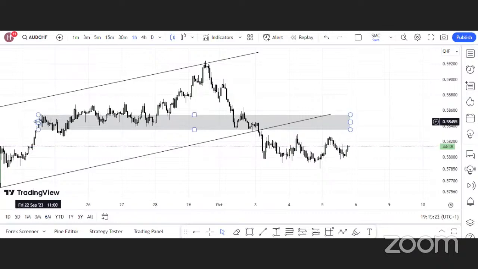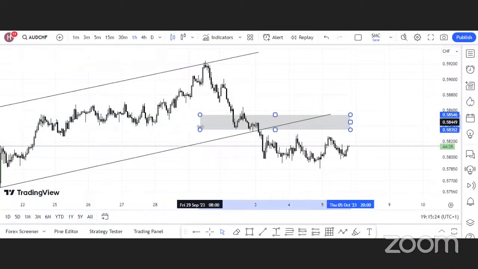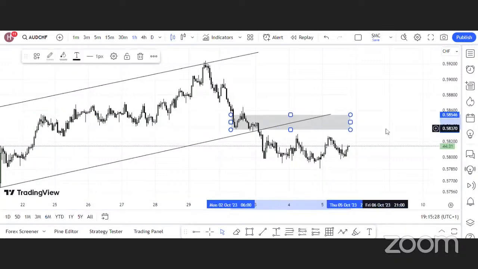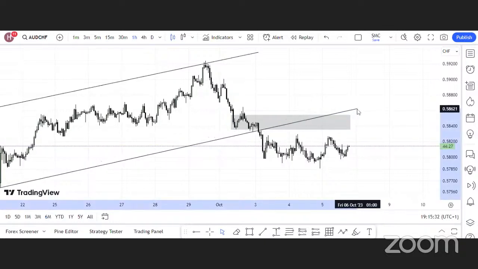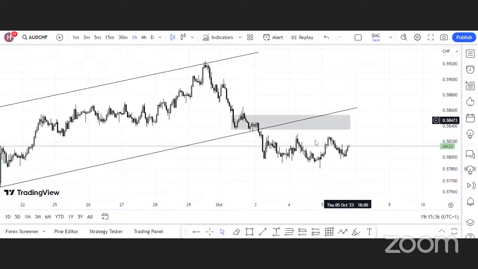I don't want a rough chart. Okay, this is personal. You don't need to do this, guys. I just don't like seeing a rough chart. I love my chart clean. Okay, so this is better.